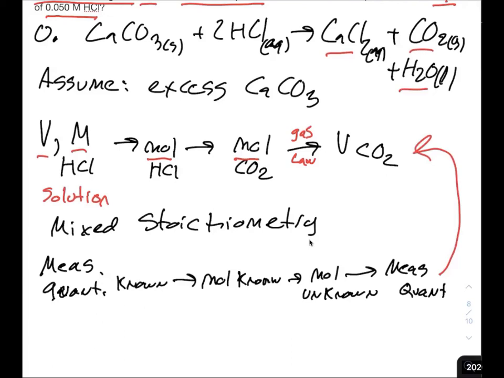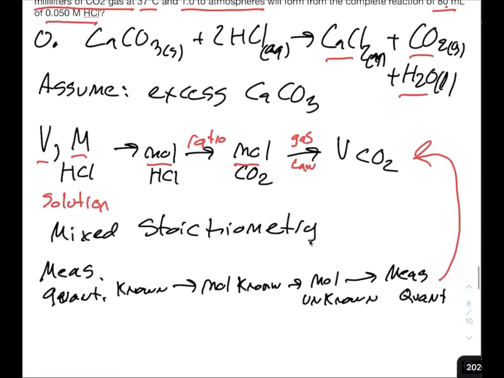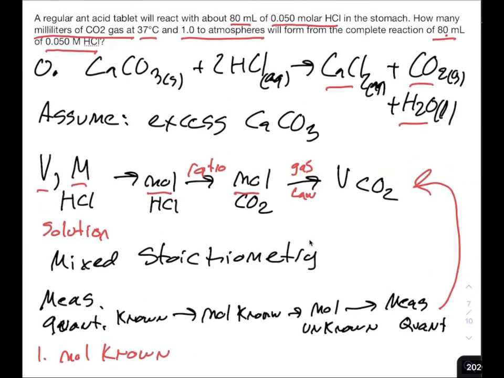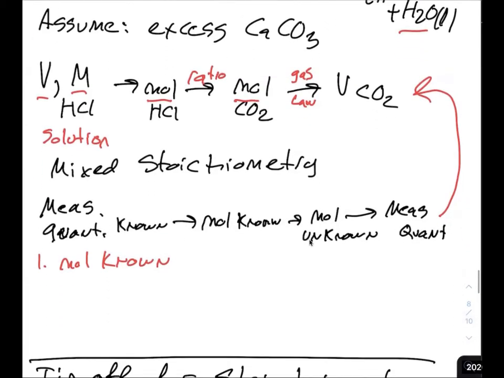So we're going to use solution information. We're always going to have the mole ratio if we're doing stoichiometry. And then we're going to end with the gas laws. So I have a balanced equation, and I'm going to find moles of the known. In order to do that, let's find the information. The acid is my known. I have 80 milliliters, and it's 0.050 molar HCl.